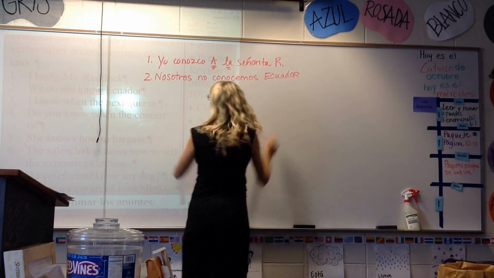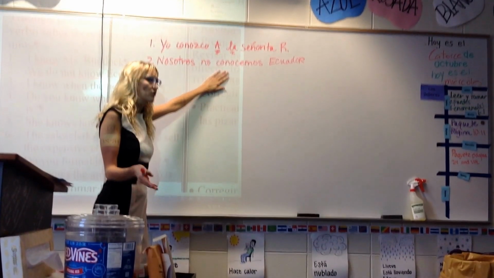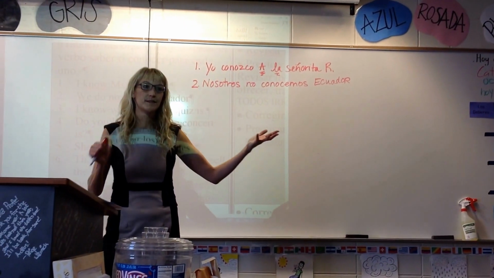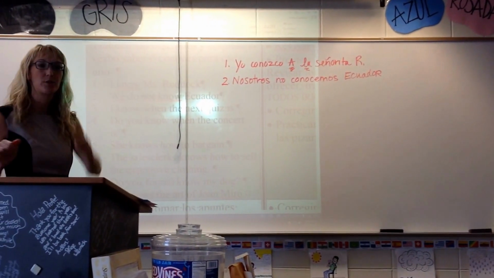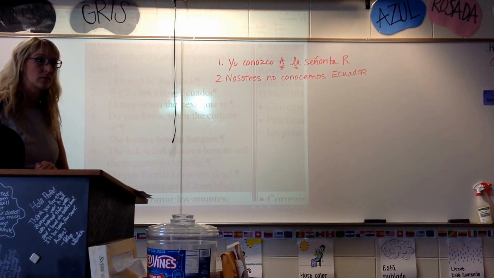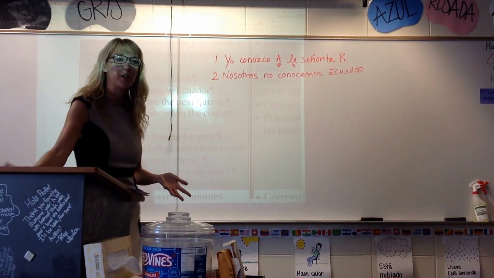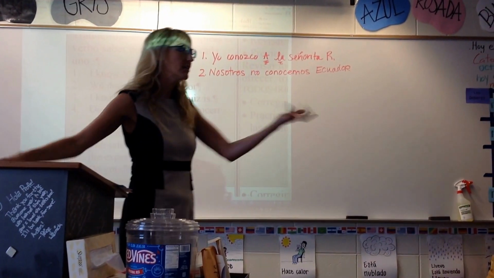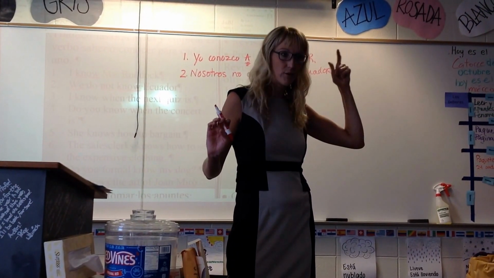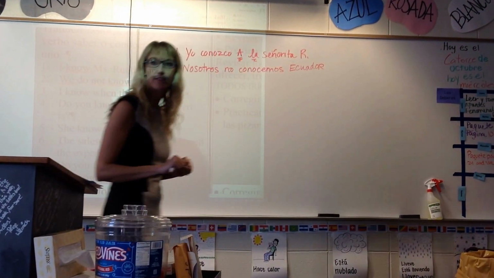Okay, número 2, nosotros no conocemos Ecuador. Okay, we are knowing a place, so we don't need a personal a. It's not knowing a person. Yes? Can you put the no in front of nosotros too? No, because you're not answering a question. You're not saying no. I didn't look at you and say, hey, do you know Ecuador? No, I don't know Ecuador. You're just saying, I don't know Ecuador. Good question. That's a really good question.